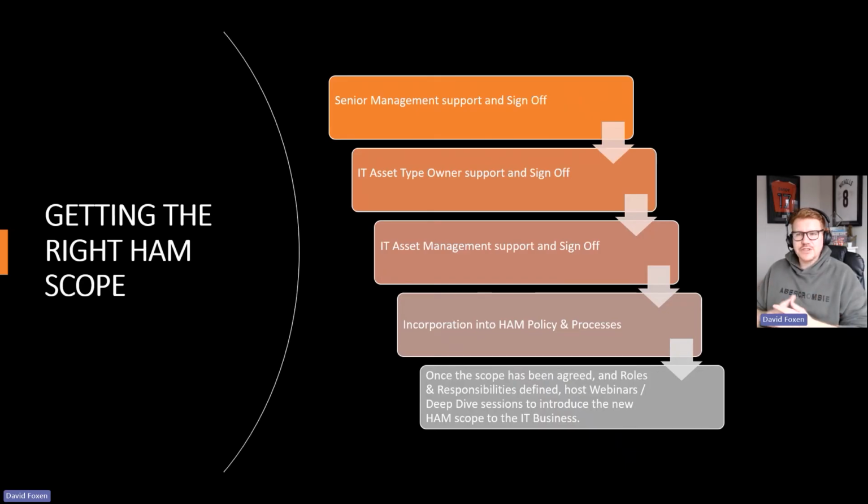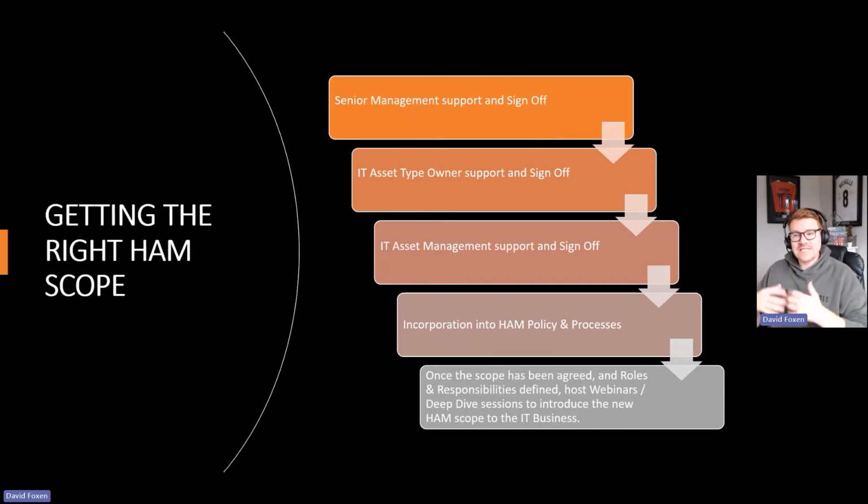So you may present a draft scope to senior management and they go, I like it, but I don't agree with this asset type being in there. And actually, I really want you to manage this asset type within the scope from straight off the bat. So make sure you involve your senior management, get their support, get their sign off. Then you can move down to the IT asset type owner, and we'll discuss more about your IT asset type owners in a second. Make sure that they support the scope.